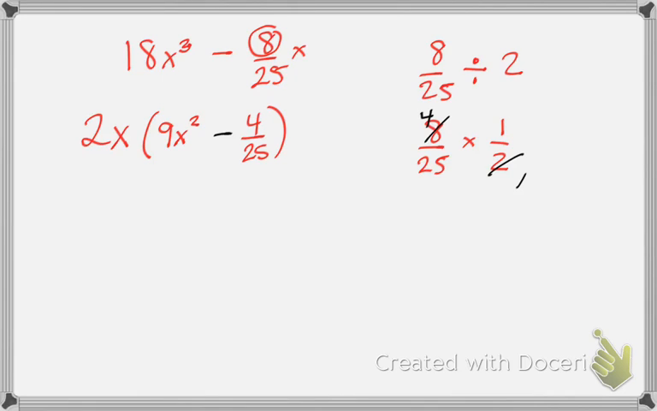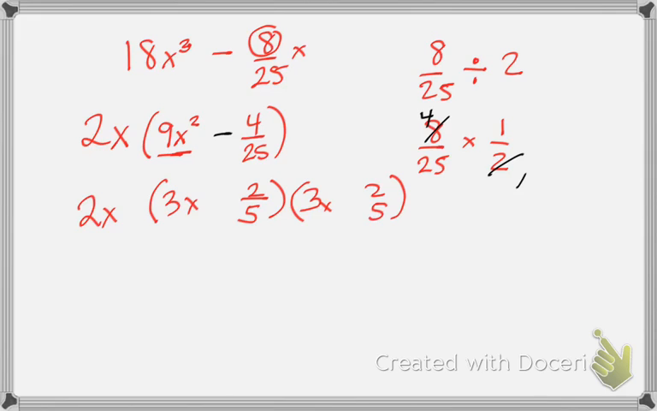I pulled the x out, right? You guys with me? Yes. So now I'm ready. I'm going to bring the 2x down, my GCF, and then what's left, I'm going to break down that difference of squares. What's the square root of 9? 3. What's the square root of x squared? X. What's the square root of 4? 2. And what's the square root of 25? 5. And one is a plus sign and the other is a minus sign.